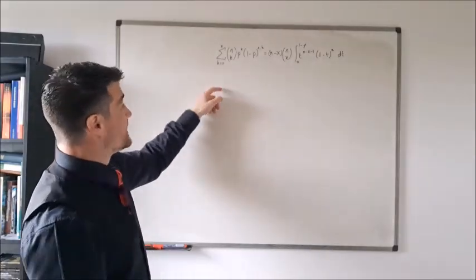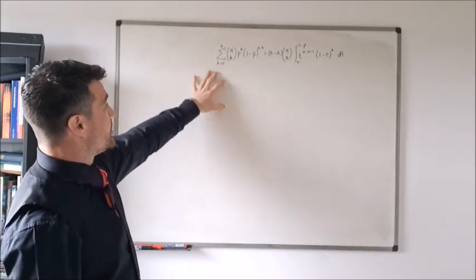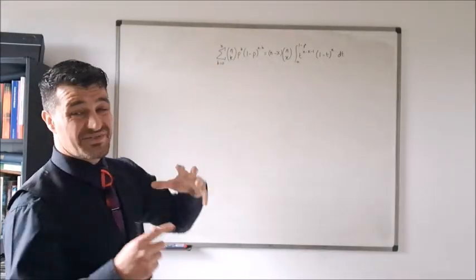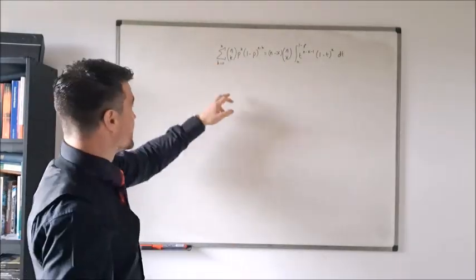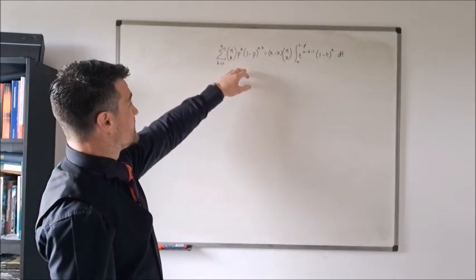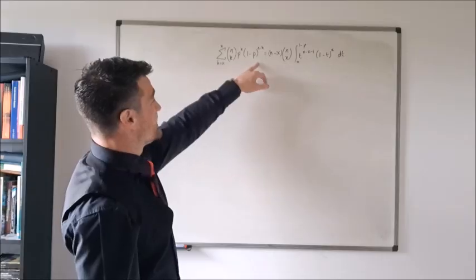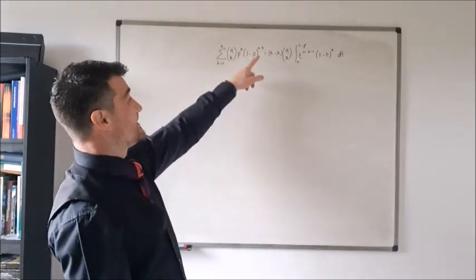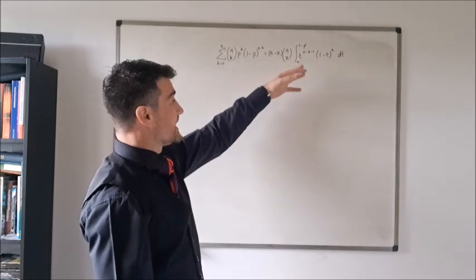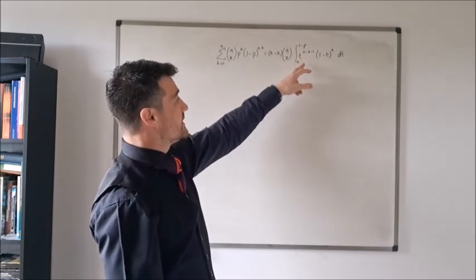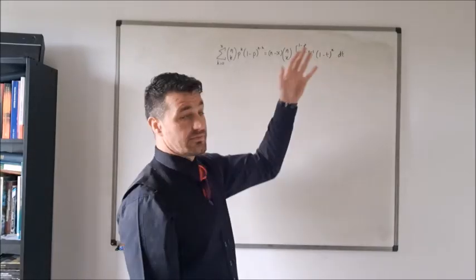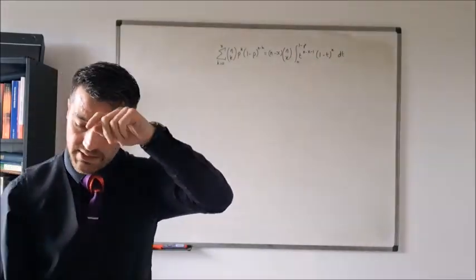Hopefully you can see it on the board, but it's the sum from k equals 0 to x. Hopefully you're familiar with sigma notation. If you're not, I'm not going to explain it in this video. Of n choose k times p to the power of k times 1 minus p to the power of n minus k, and this is equal to n minus x times n choose x times the integral from 0 to 1 minus p of t to the power of n minus x minus 1 times 1 minus t to the power of x dt.